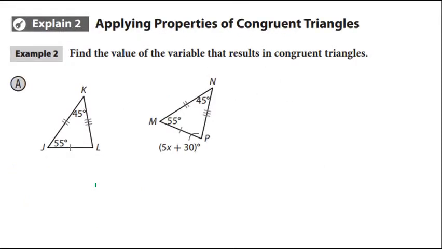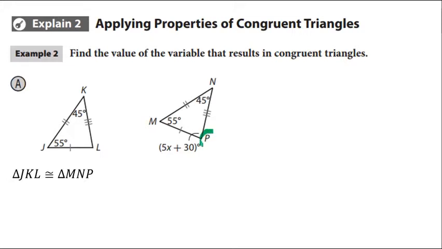Okay, so now we're going to be applying properties for congruent triangles. So we're going to find the value of the variable that results in congruent triangles. If I'm looking at these two triangles, I'm assuming that they're congruent. So I'm going to say that triangle JKL is congruent to triangle MNP. The variable I'm trying to solve for here is x.